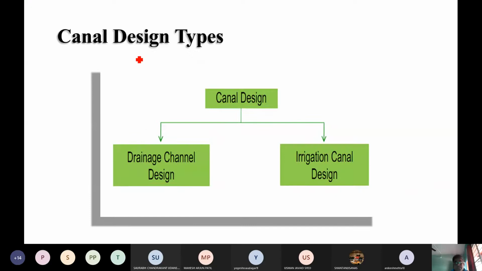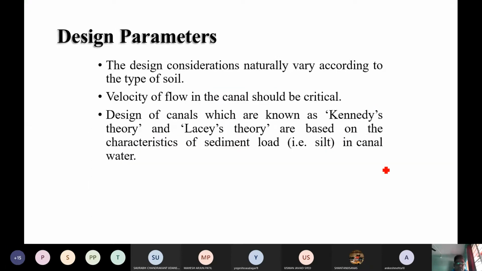Now the canal design system is divided into two categories. The first part is the drainage channel design, and the second one is the irrigation canal design.